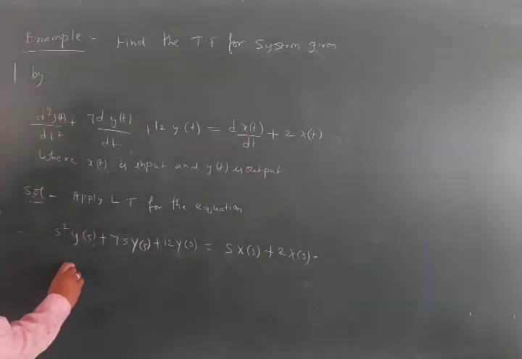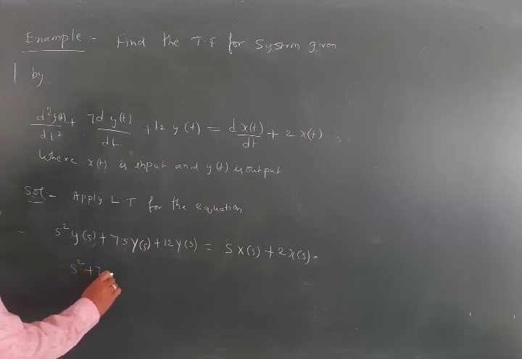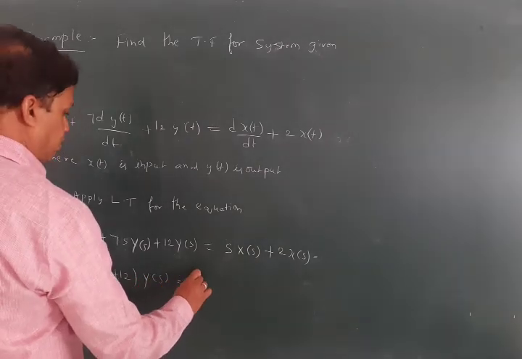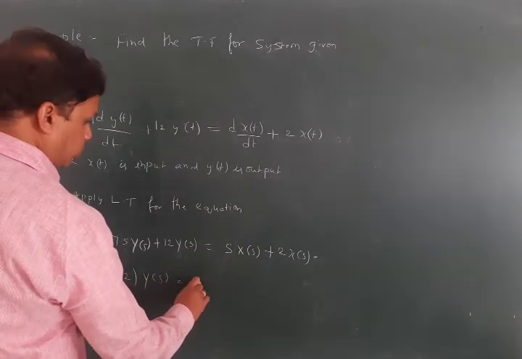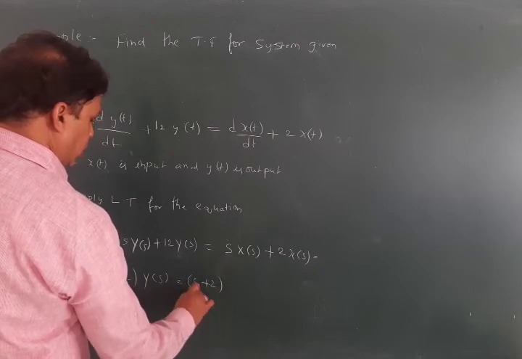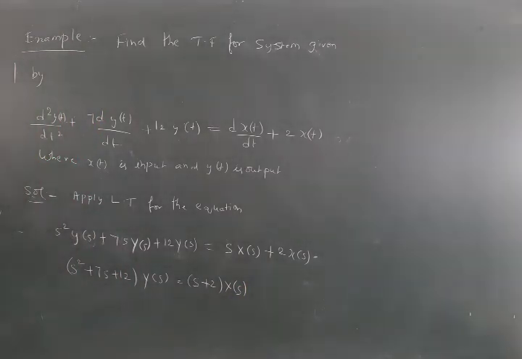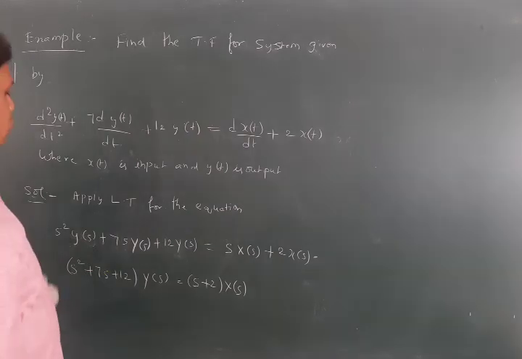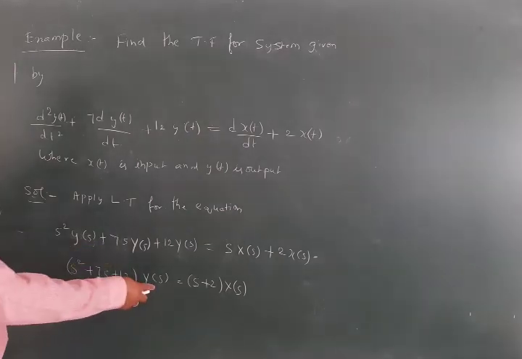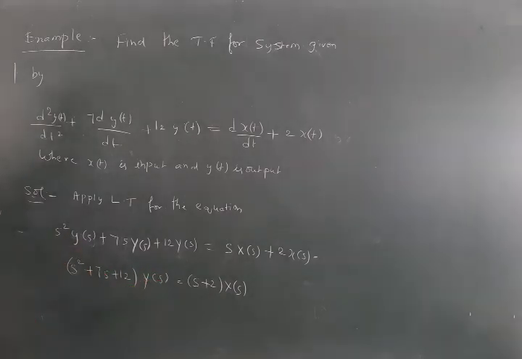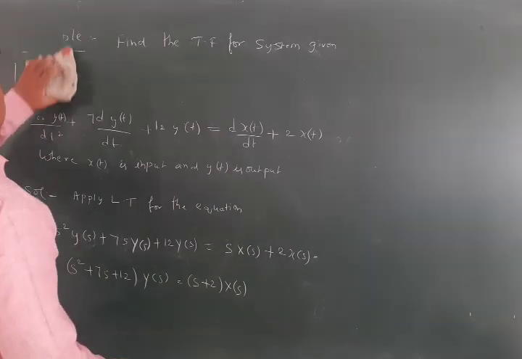Okay, so you take common this one, s square plus 7s plus 12 into y of s is equal to s plus 2 into x of s. So we have to write the transfer function for it. To write the transfer function, it becomes y of s by x of s. So if you are okay with this, I will write here y of s by x of s is equal to s plus 2 by s square plus 7s plus 12. So we are writing the transfer function now.